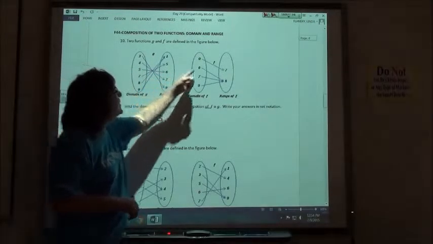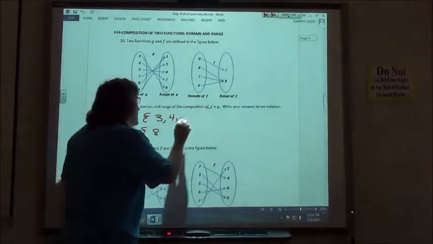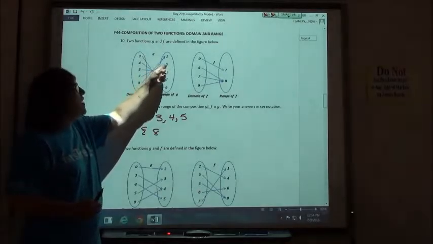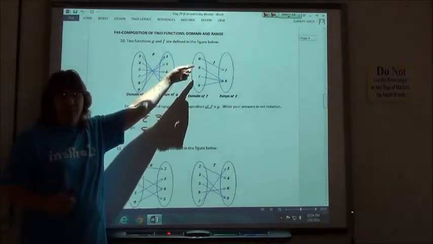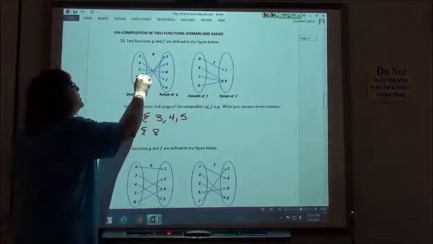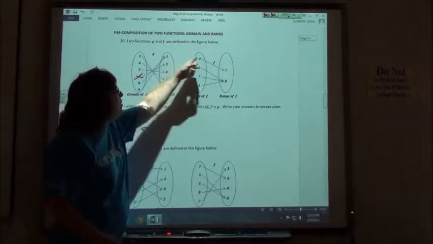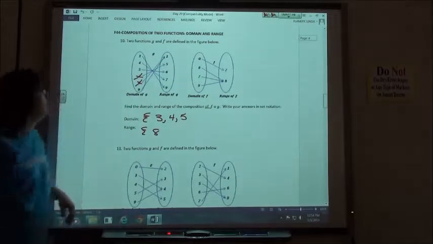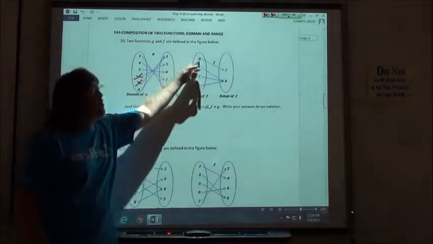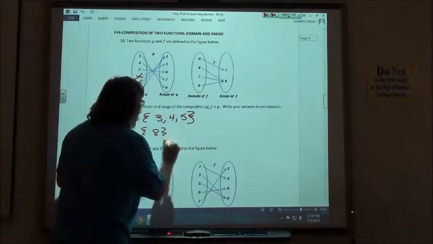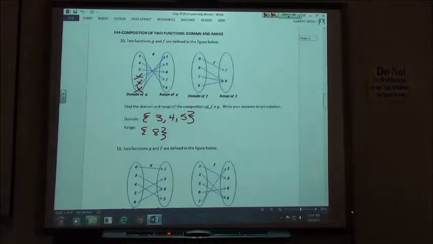5 goes to 6. 6 goes to 8. 5 goes in my domain. The 8's already in my range. 7 goes to 5. However, there isn't a 5 over in the other function, so I can't continue. I'm just going to ignore that that's even there. Doesn't work. 8 goes to 1. There isn't a 1 over there, so I can get rid of that. 9 goes to 1. There's not a 1 over there. I can get rid of that. My domain is 3, 4, and 5. My range is 8.